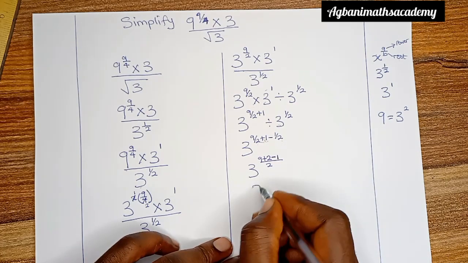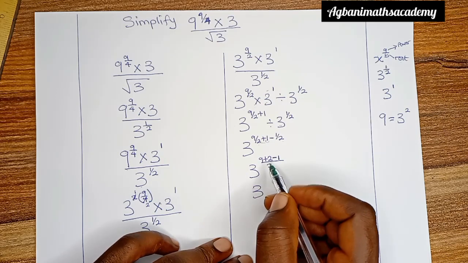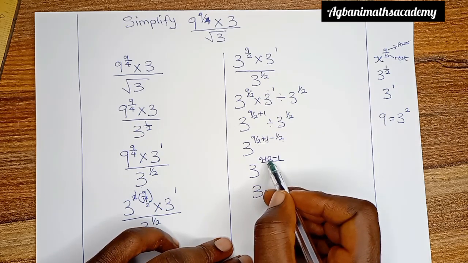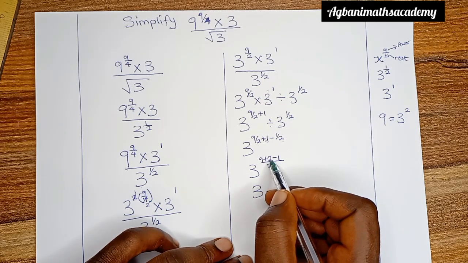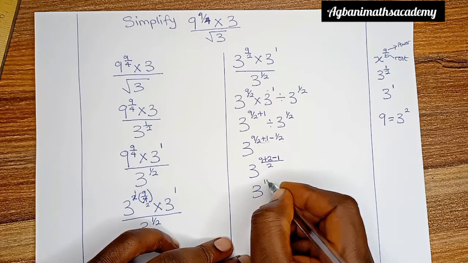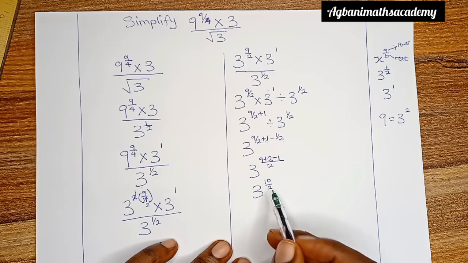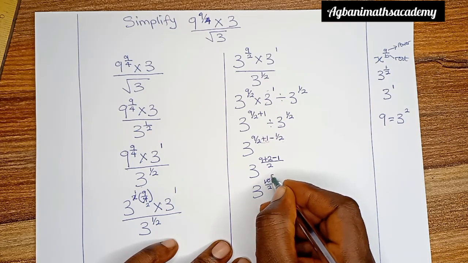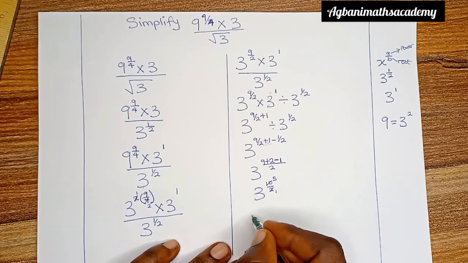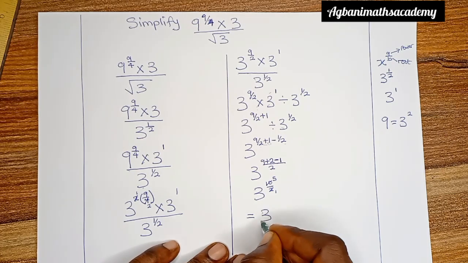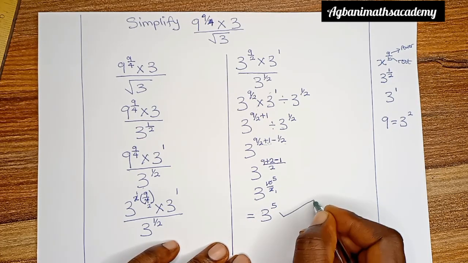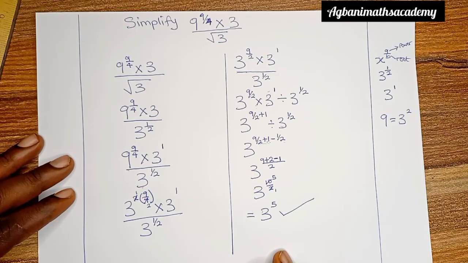So let's write this summation down. 9 plus 2 is going to give us 11. 11 minus 1 is going to give us 10. So we have 10 all over 2. So we have 3 raised to the power 10 over 2. But we can break this down. 2 here, 5. 2 here, 1. That means our final answer is 3 raised to the power 5. This becomes the answer to this simple question.